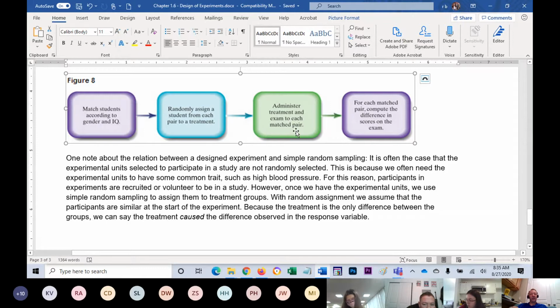So we'll stick them in the room and then we'll have them take a test. And then for each matched pair, we're going to compute the differences in the scores on the exam.